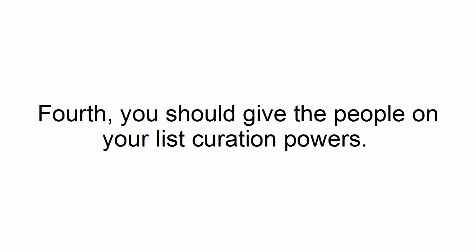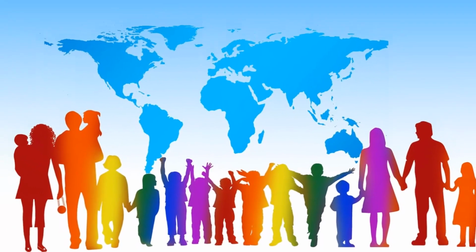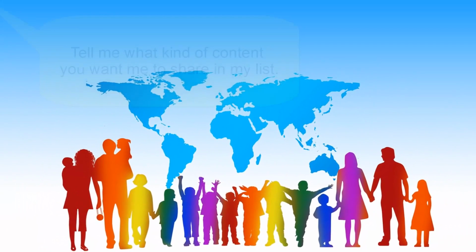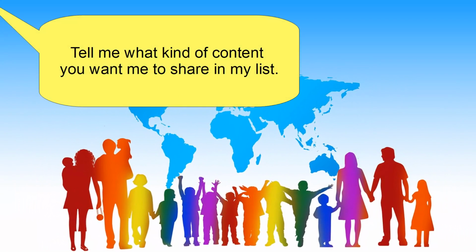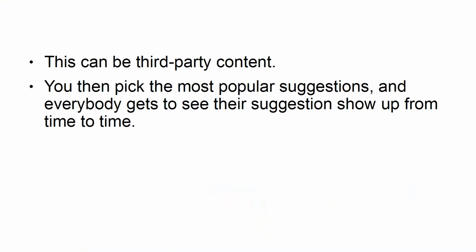Fourth, you should give the people on your list creation powers. This is a form of crowdsourcing. Basically, you're telling people, tell me what kind of content you want me to share in my list. This can be third-party content. You then pick the most popular suggestions, and everybody gets to see their suggestion show up from time to time.